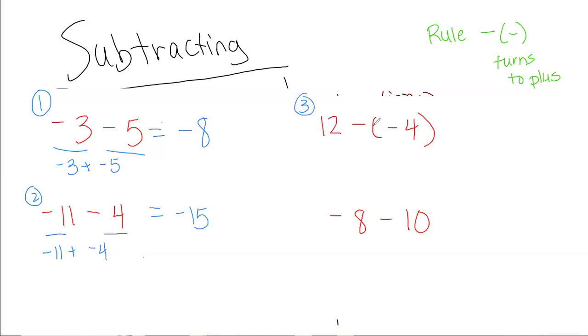Whenever you see the minus minus, right back together. Again, that parentheses, just keeping it separate. Immediately turn it to a big plus. That is the rule. 12 plus 4 is 16.